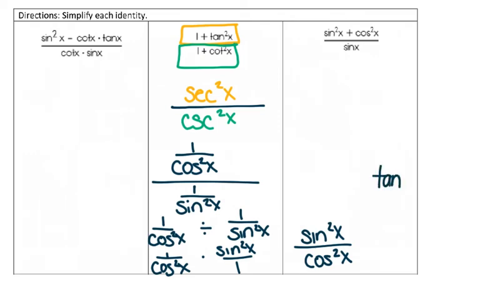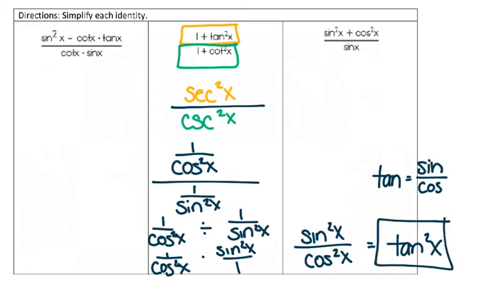Remember that tangent is the same thing as sine over cosine. So if you had sine squared over cosine squared, this would just equal tangent squared x. That is my most simplified expression.